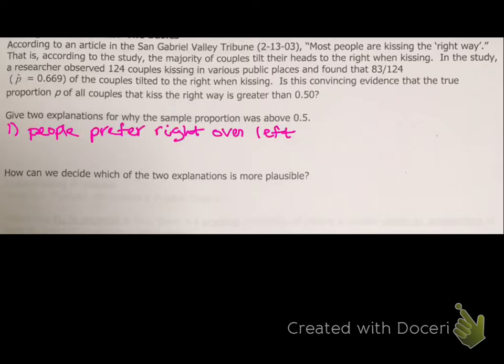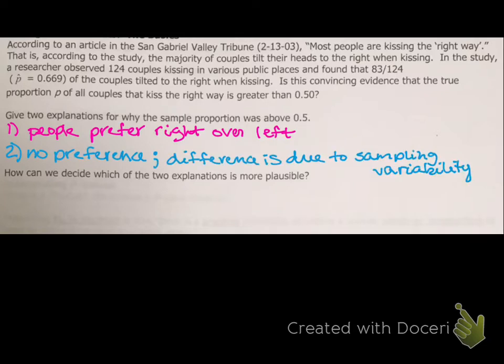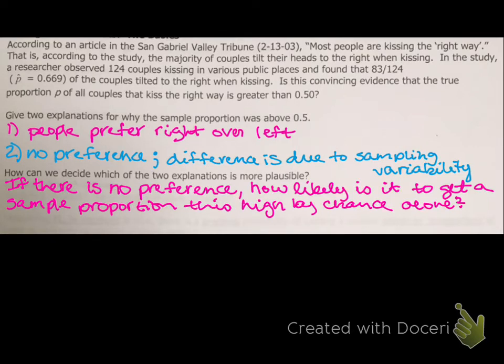Okay? First explanation, people really do prefer the right over the left. What's another explanation? There's no preference. People don't have a preference right over left. We just happen to get one that high by sampling variability. How can we decide which of the two explanations is more plausible? That's asking, if there is no preference, how likely is it to get a sample proportion of 0.669 by chance alone? To answer that question, we do a significance test.